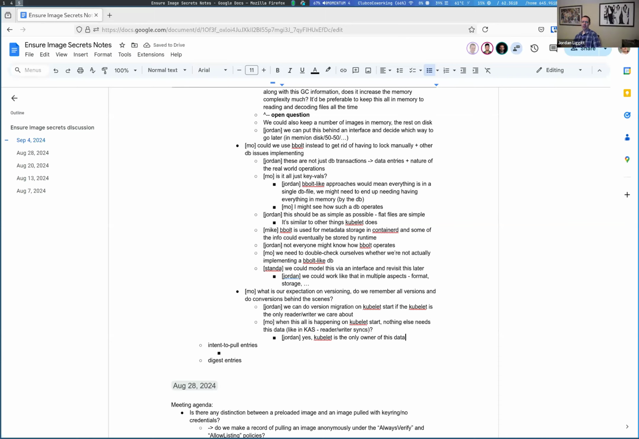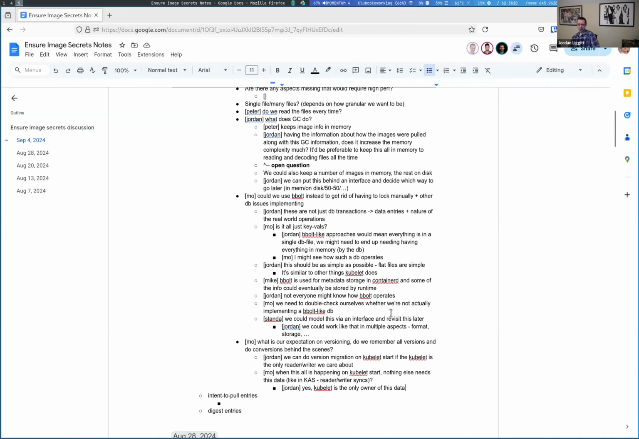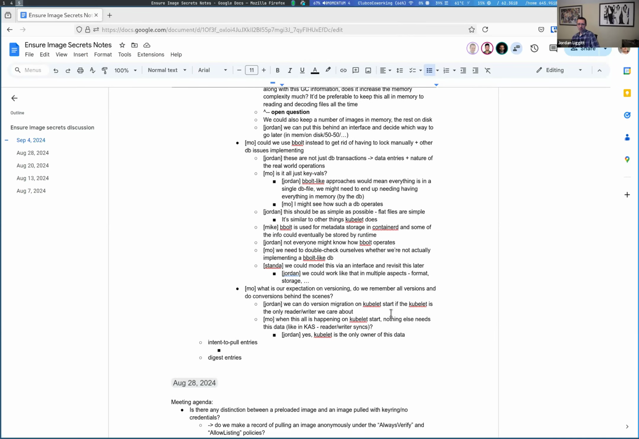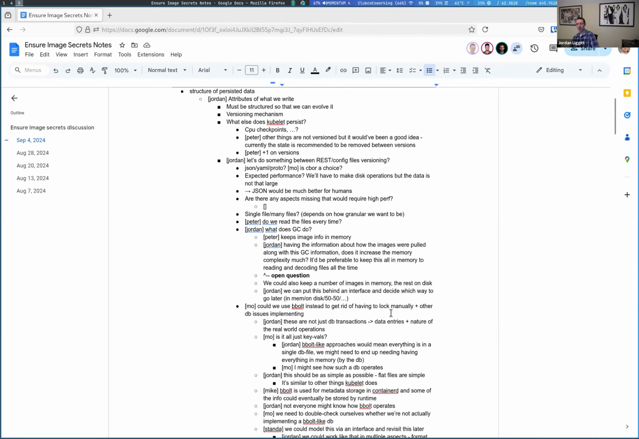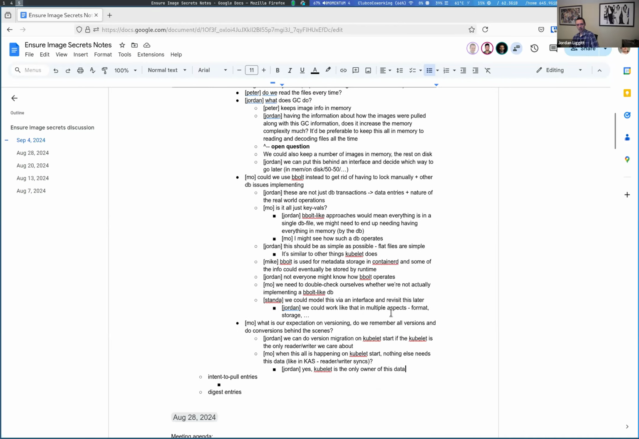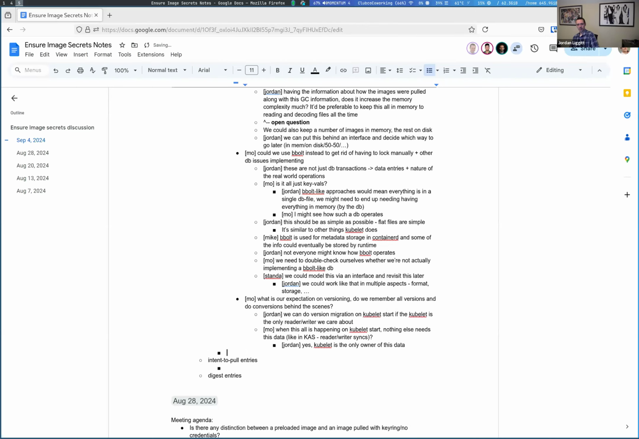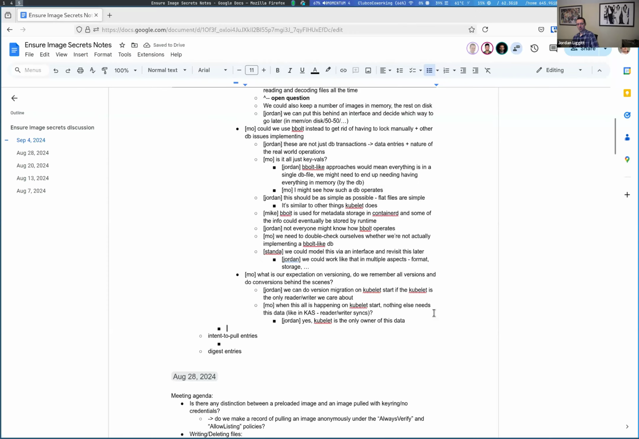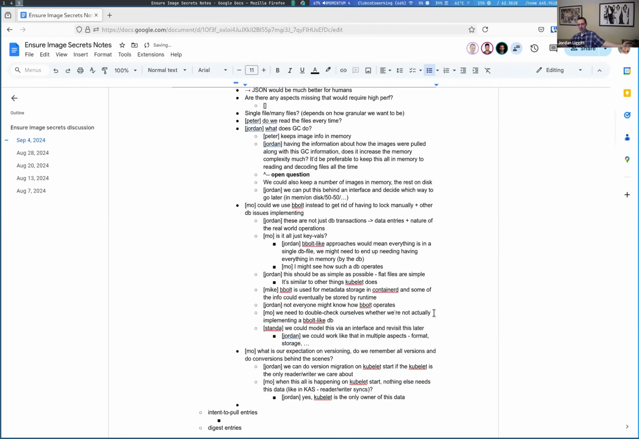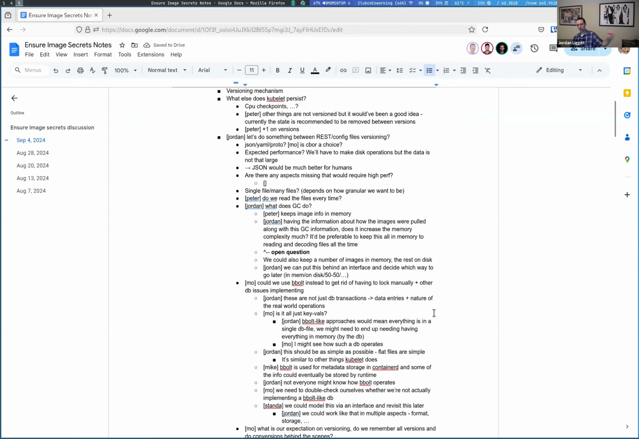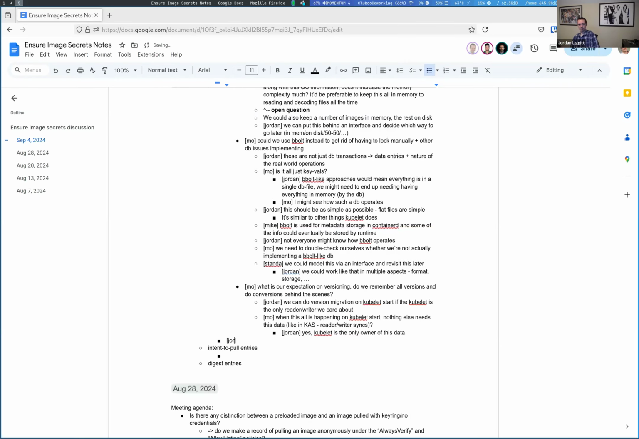Okay. My mental model was one file per image that was being pulled. I know the kubelet can pull in parallel now. So if the kubelet's pulling 3 different images in parallel, then there would be 3 intent to pull entries or files. Sorry, that was my initial thought.